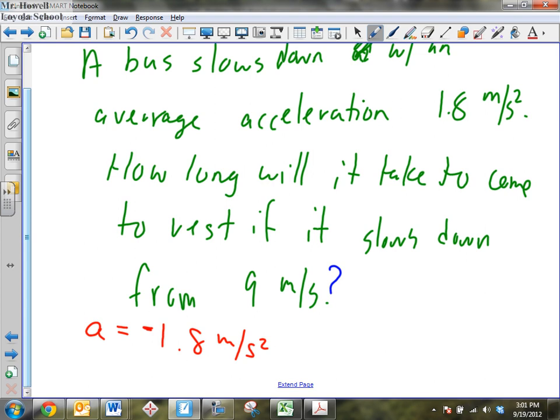Next, how long will it take to come to rest? If it comes to rest, the final velocity is 0, because it's at rest. So we know at the end of the problem, it's going to have a final velocity of 0. The question becomes, what is the initial velocity in this problem? What is the initial velocity that it starts at? You got it right. What's your reasoning? Because it says from 9. Look, I'm not trying to trick you here. It says it slows down from 9 meters per second. So this is your starting point, and the ending point will be the 0. So V initial is going to be 9 meters per second.